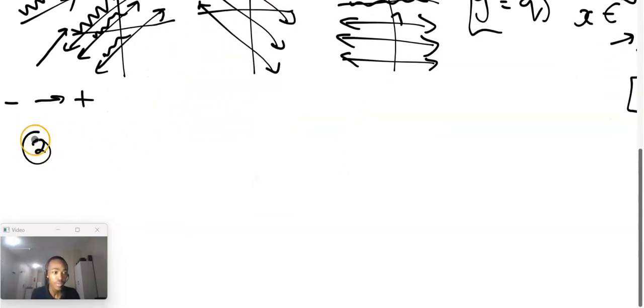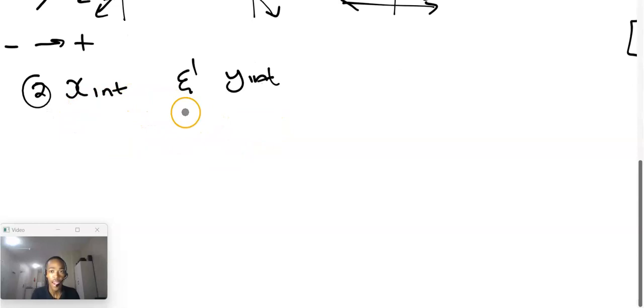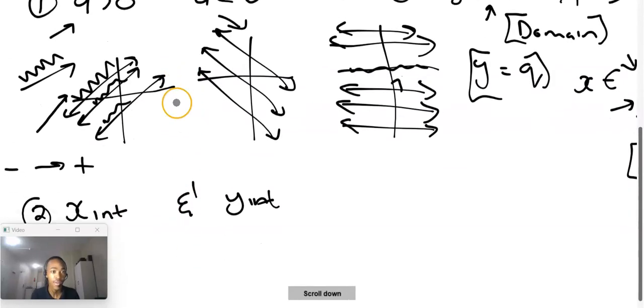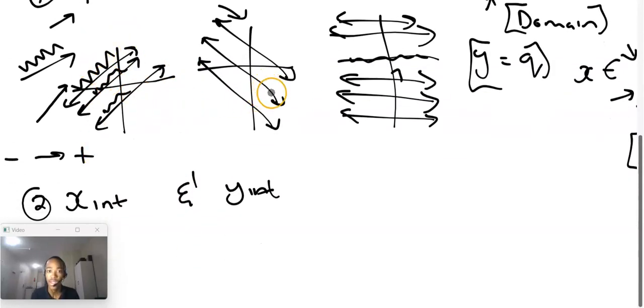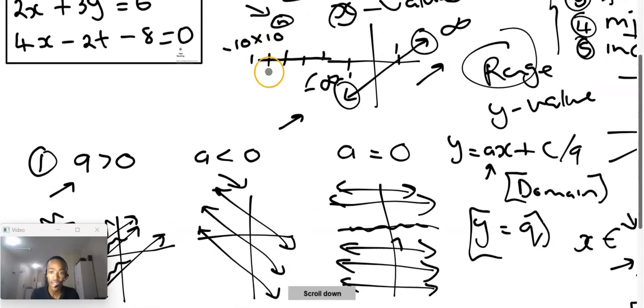And then number 2, find the x-intercept and the y-intercept. That's the second thing that you have to understand, and then just plot the graph. Those are the 2 things that you need. I don't think there's anything else that you need to plot the straight line function.